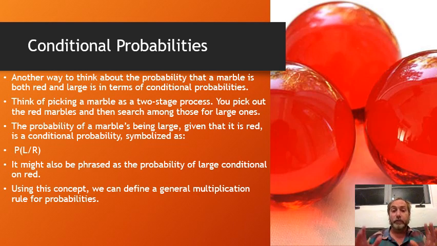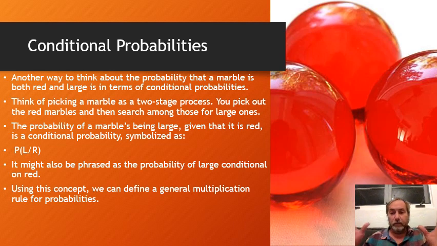That's called a conditional probability, and you'd symbolize it as P, the probability of L/R. So probability of being large given that it's red is how you would say that. The slash means given that, or probability of large conditional on red. So it means the second half goes first when you're thinking about it conceptually. L/R means I've picked out all the reds. Now among these reds, which ones are large?